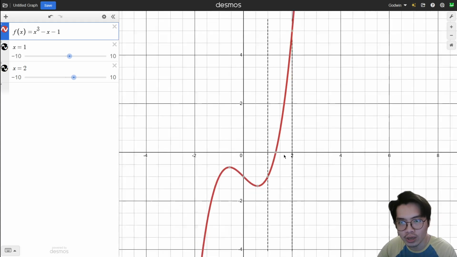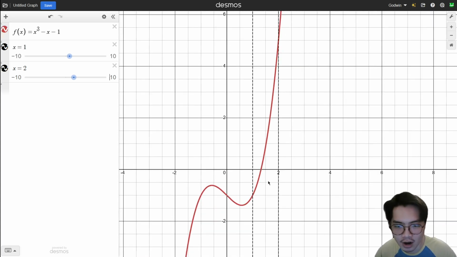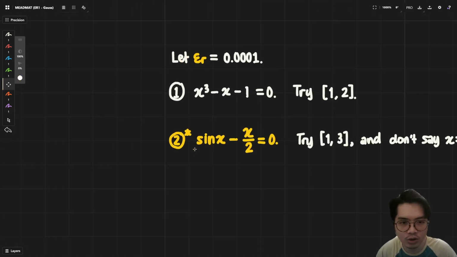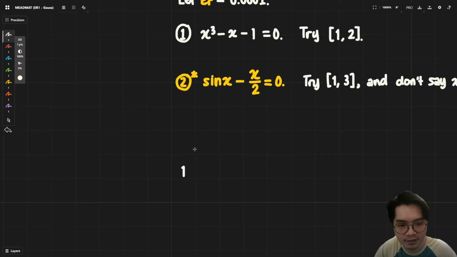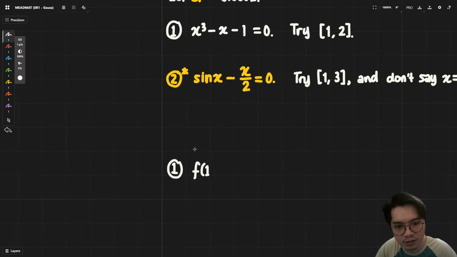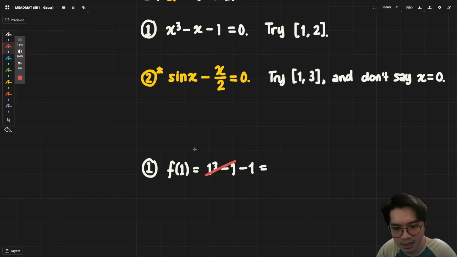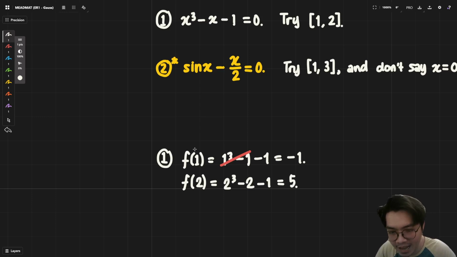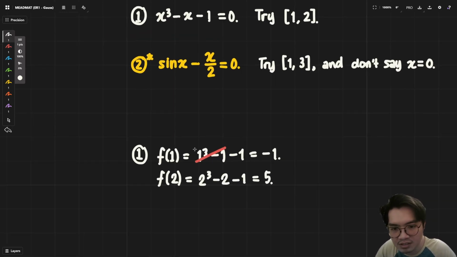What we're going to do is we're going to recognize and first start with the fact that if you substitute f of 1, let's just try and do this here. F of 1 is just going to be 1 cubed minus 1 minus 1. So that will be negative 1. On the other hand, your f of 2 in here is going to be 2 cubed minus 2 minus 1. So that's going to be 8 minus 2 minus 1. That is 5. Note that because one of these is negative and one of these is positive, we can now start our bracketing method.